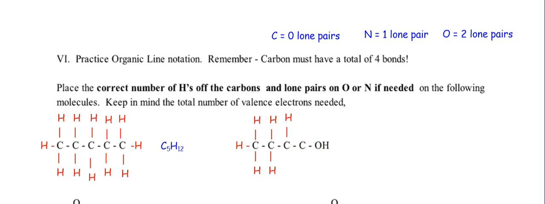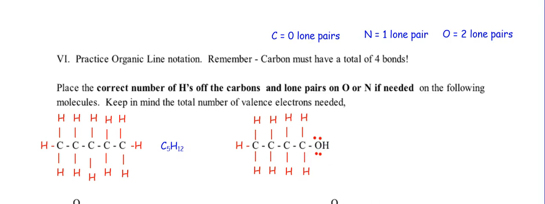1, 2. And how many does this one need? I think it also needs 2. 1, 2. But I'm not done yet. What do I do about oxygen? It says place the correct number of hydrogens off the carbons, which I've done, and lone pairs of oxygen or nitrogen. So how many bonds does this oxygen have? It has 1 bond and 2 bonds. So if it's 2 bonds, it needs 2 lone pairs. So you need to put in 1 lone pair and 2 lone pairs.